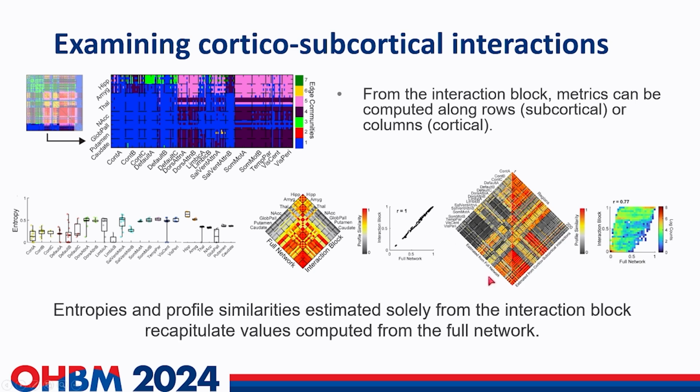And just to complete this, if we look at the cortical systems, and we look at the entire graph and compute the similarity, versus only computing similarity from the interactions between the cortex and the subcortex, they are, again, highly correlated. So both entropies and profile similarities that we estimate by looking only at the interactions between the cortex and the subcortex are very much similar to the full network.